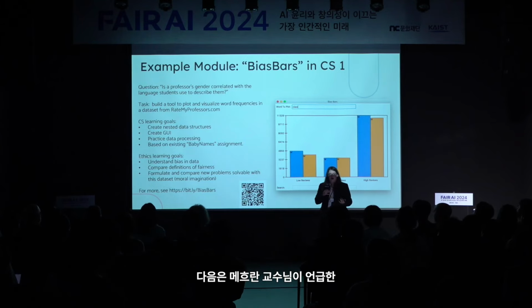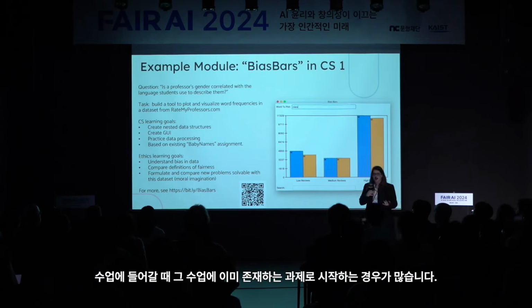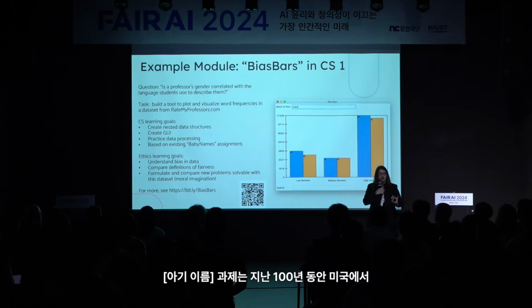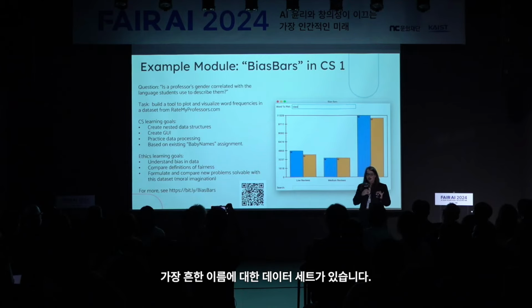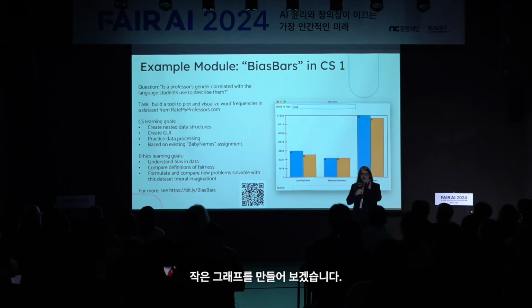So here's an example from Computer Science 1, the class that Maron mentioned. A lot of times when we're entering a class, we might start with some kind of assignment that already exists in that class. So in this case, there was an assignment called baby names. Baby names said, you have this data set. The data set is of the most common names over the past 100 years in the US. And let's create a little graph, a little GUI, to show how the popularity of a name changes over time.